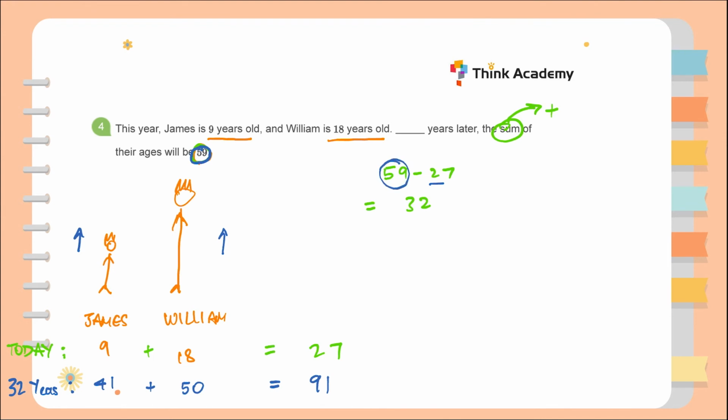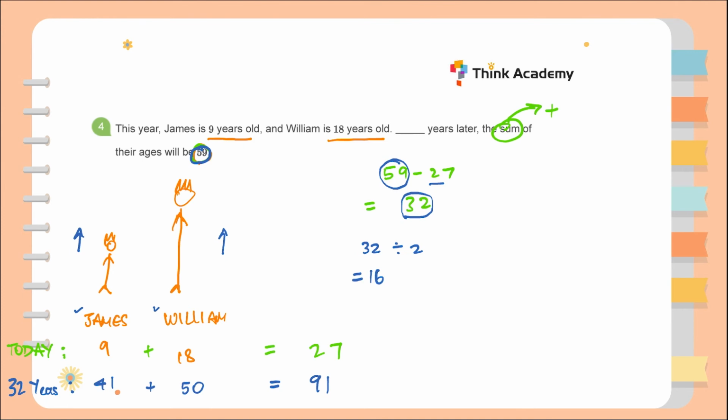just because the difference is 32, doesn't mean it's 32 years later. We're counting it twice, right? If we're counting the ages twice, once for James, once for William, what do we do? Very good. We have to divide this 32 by 2 because it's going equally for James and William. Both are growing up by the same age, and we get 16.